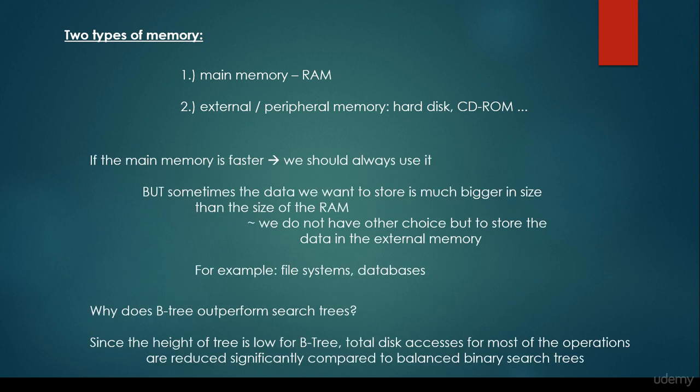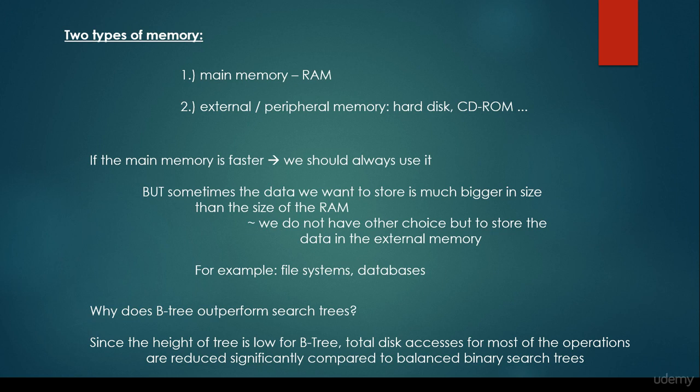Okay, so if the main memory is faster, then the intuition is okay, we should use it always. But sometimes the data we want to store is much bigger in size than the size of the RAM. And we don't have other choice but to store the data in the external memory, such as for example for file systems or for databases.